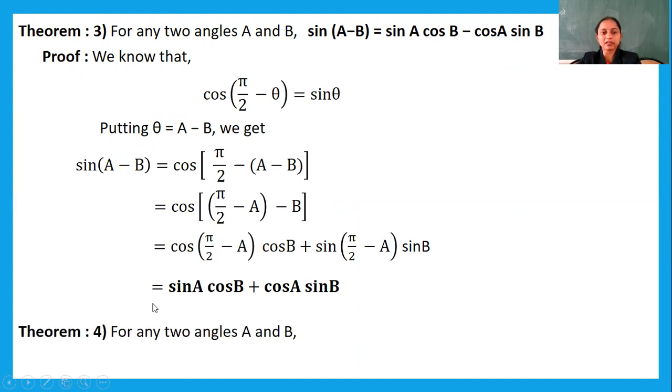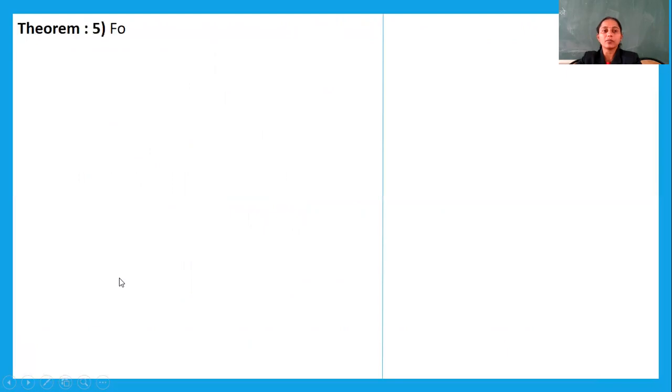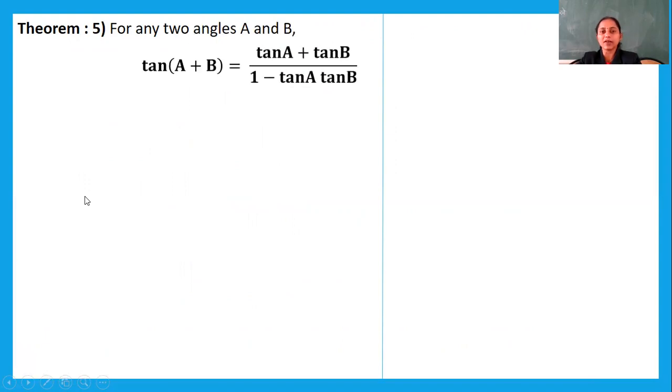Now next, a similar result for any two angles a and b: sin a plus b is equal to sin a cos b plus cos a sin b. Easily we can write its proof as the third one. Okay. Now theorem number 5, for any two angles a and b, tan a plus b is equal to tan a plus tan b divided by 1 minus tan a tan b.